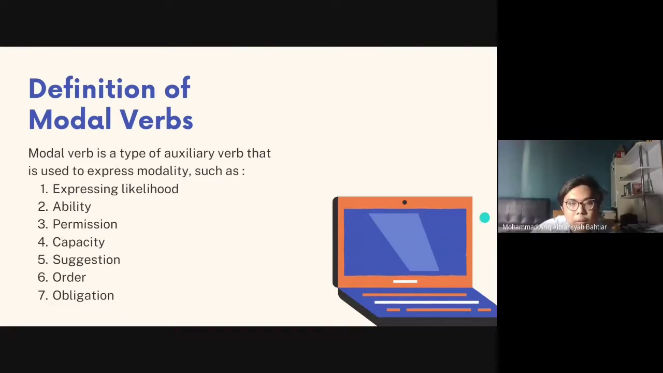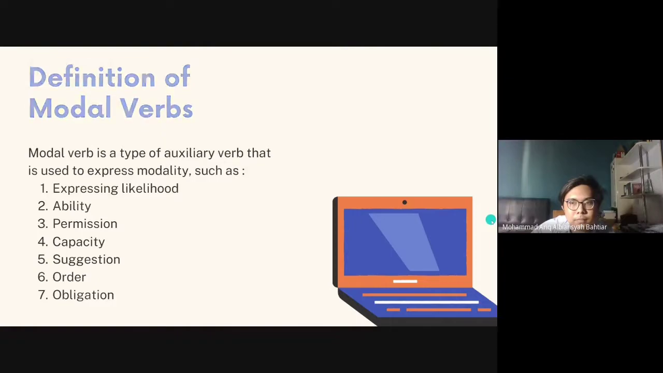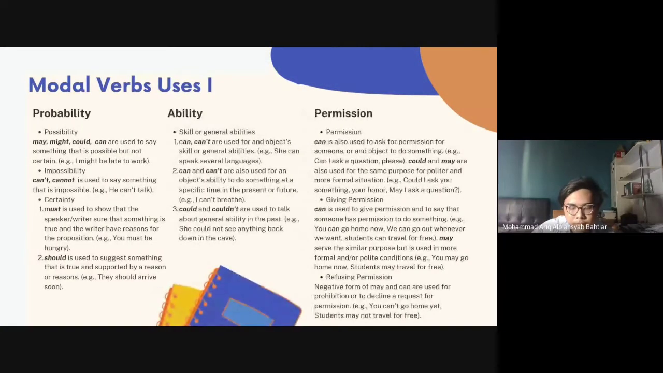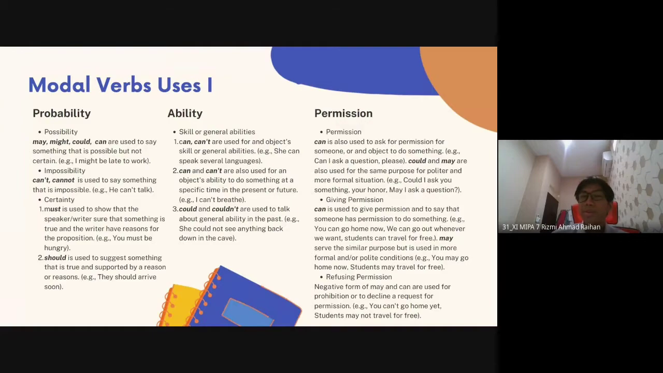So, what is a modal verb? A modal verb is a type of auxiliary verb that is used to express modality, such as expressing likelihood, ability, permission, capacity, suggestion, order, and obligation. So generally, we use modal verbs to express probability, ability, permission, request, offers and invitation, suggestion, and obligation.